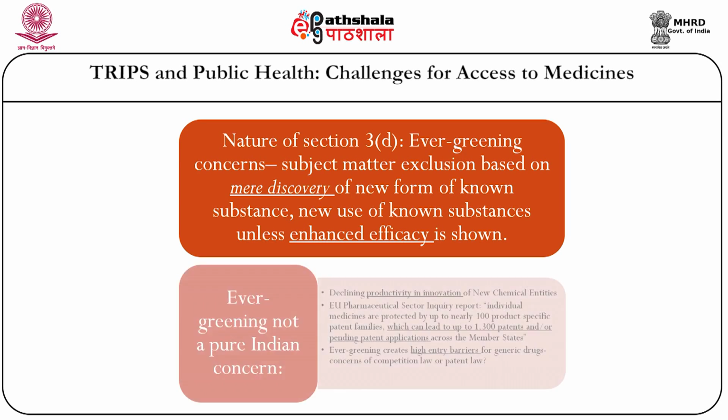However, evergreening is not purely an Indian concern. This concern is throughout the pharmaceutical industry, primarily due to decline in productivity. The EU Pharmaceutical Sector Inquiry Report actually confirms this kind of evergreening, wherein they mention that individual medicines are protected by nearly up to 1000 patents, product specific patent families, which can lead up to 1300 patents or pending patent applications across the member states. So it means there is a very high number of secondary patents that are filed in relation to a new chemical entity.